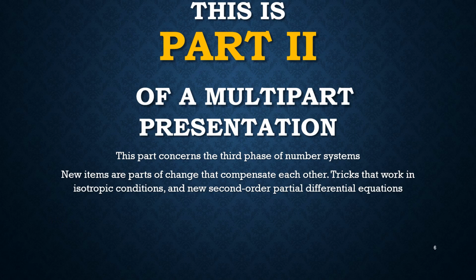This is part 2 of a multi-part presentation. This part concerns the third phase of number systems. New items are parts of change that compensate each other. Tricks that work in isotropic conditions, and new second-order partial differential equations.